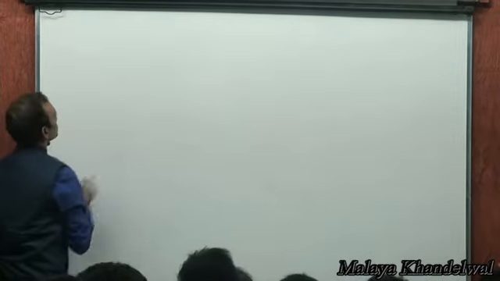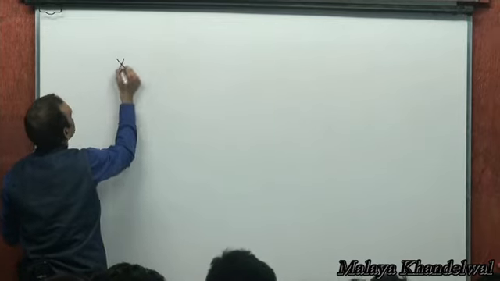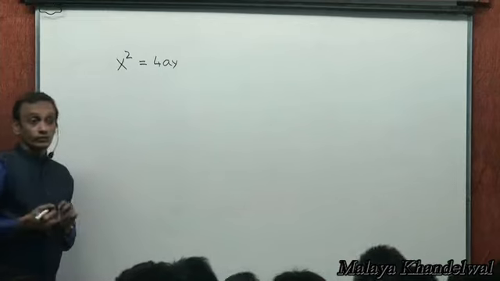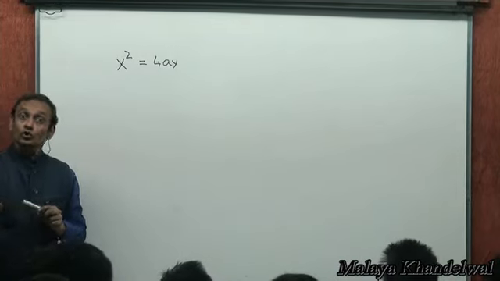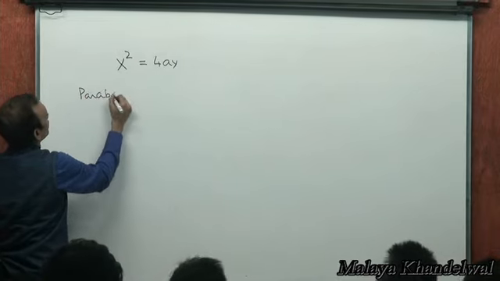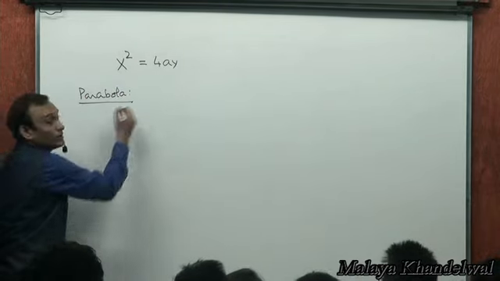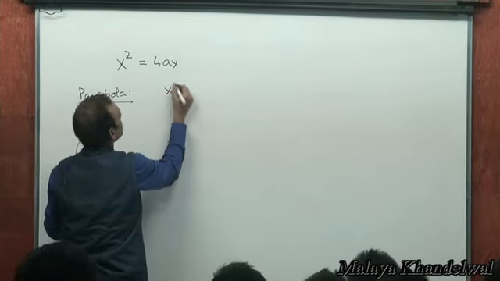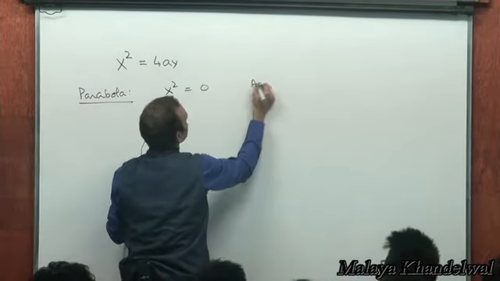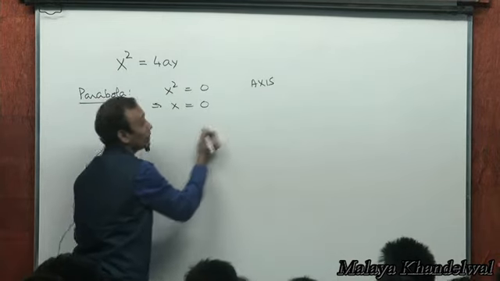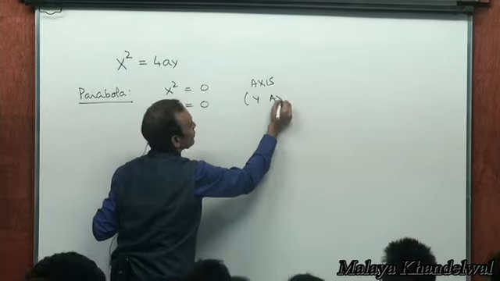Suppose I had x squared equal to 4ay, a square term and a linear term, right? This will be a parabola. If you put the square term equal to 0, you get the axis of symmetry, right? So, x squared equal to 0 will give me the axis of the parabola. That means x equal to 0 will give me the axis of parabola, which is the y-axis, right?